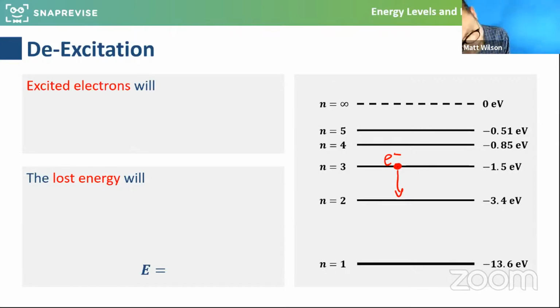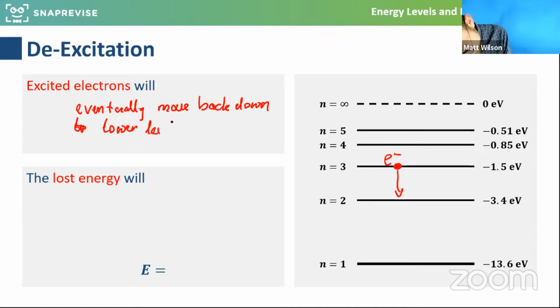So excited electrons will eventually, if we leave them, move back down to lower levels. How will they do this? Absolutely right. They will emit a photon. Good. Just like they can absorb a photon to move up, they can emit a photon to move down.